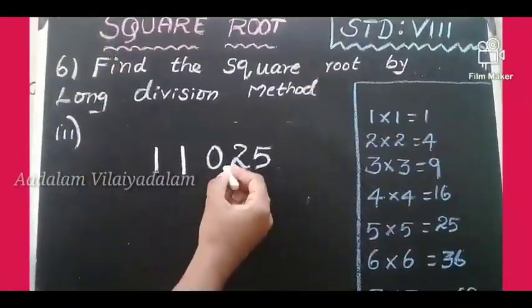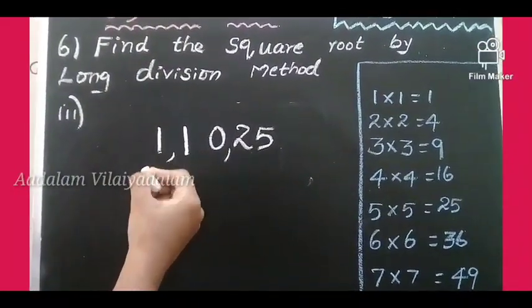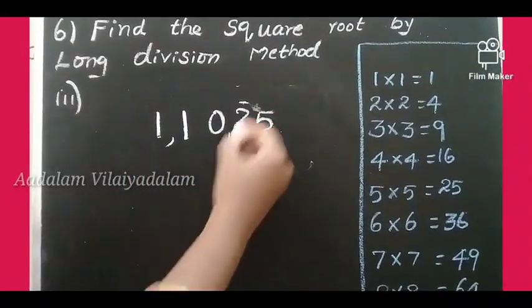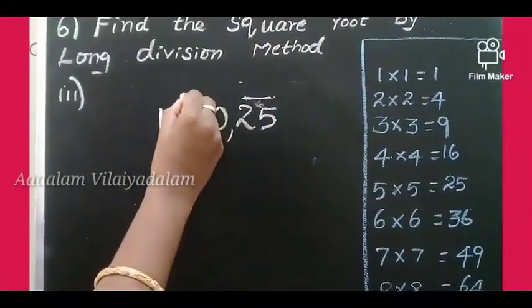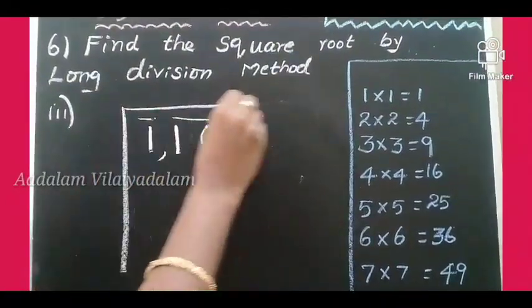Third question. So first we have to pair the digits. 25 is the first pair. 10 is the second pair. So 1 is the third one. So put the bar. 25, 10, 1. So long division method here.